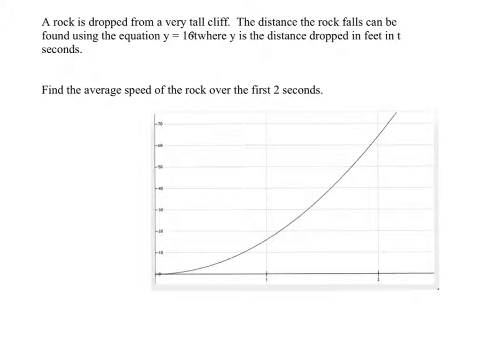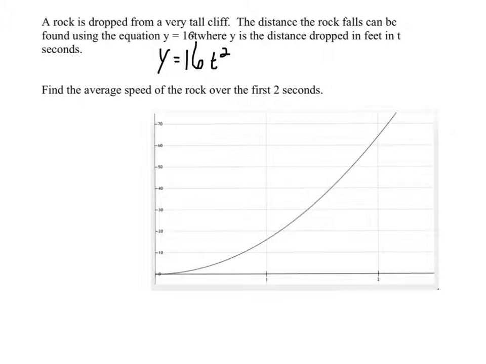Let me just rewrite the equation right below it. y equals 16t squared. Okay, I've just got a little bit cut off here. The rock is dropped from a very tall cliff. The distance the rock falls can be found using that equation, where y is the distance dropped in feet in t seconds. Find the average speed.